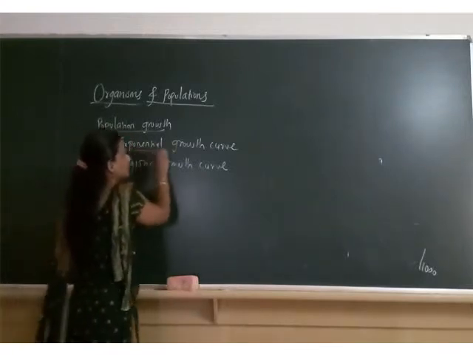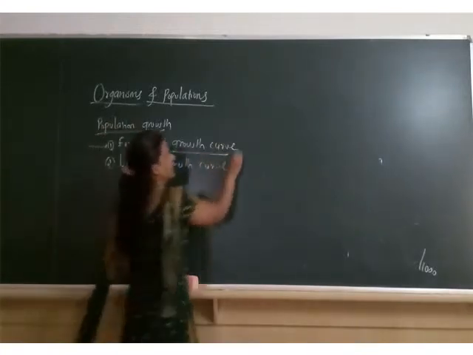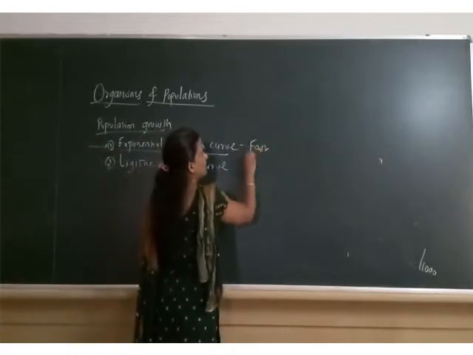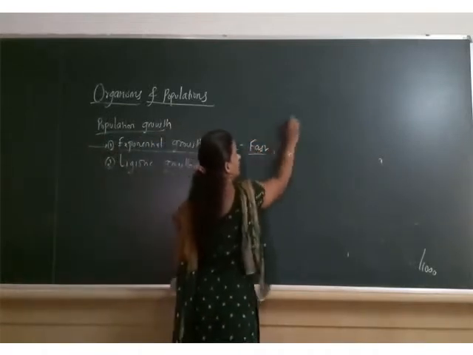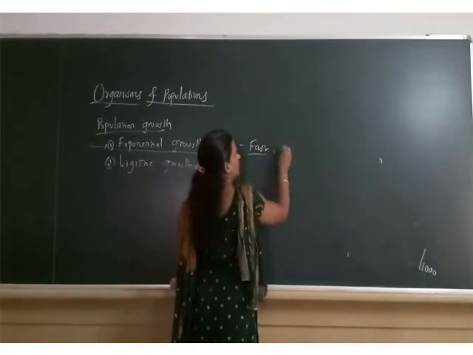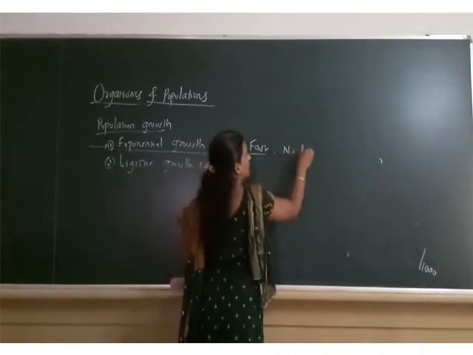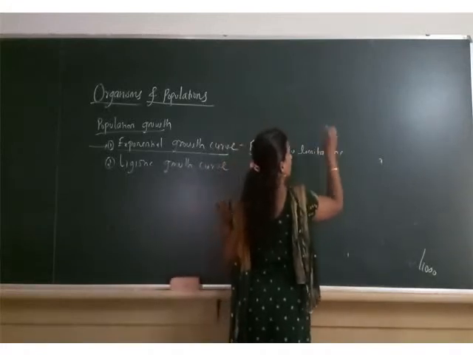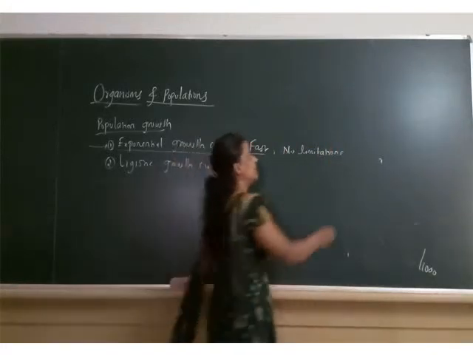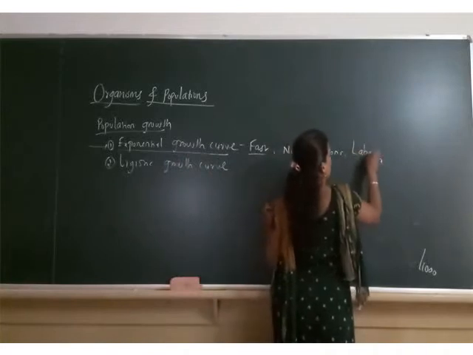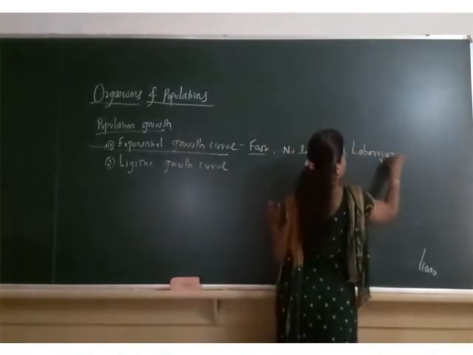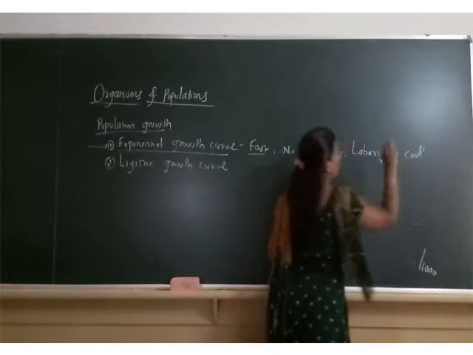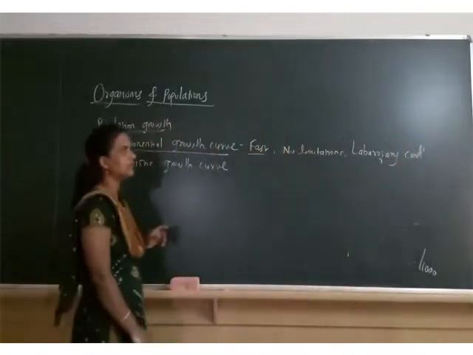This exponential growth curve is fast, and there are no limitations. Usually it takes place in laboratory conditions. Where does it take place? It takes place in the laboratory condition.